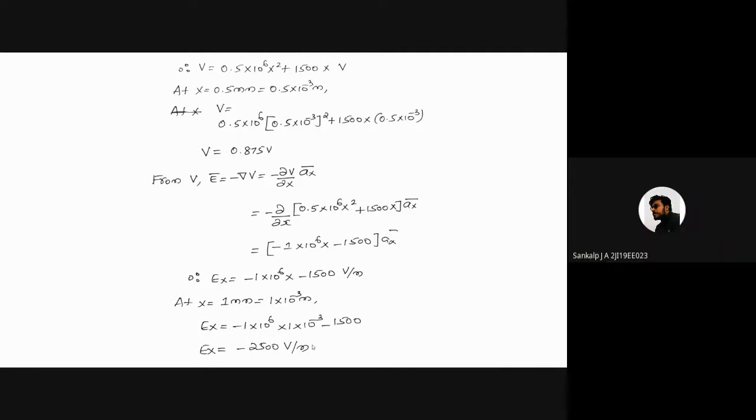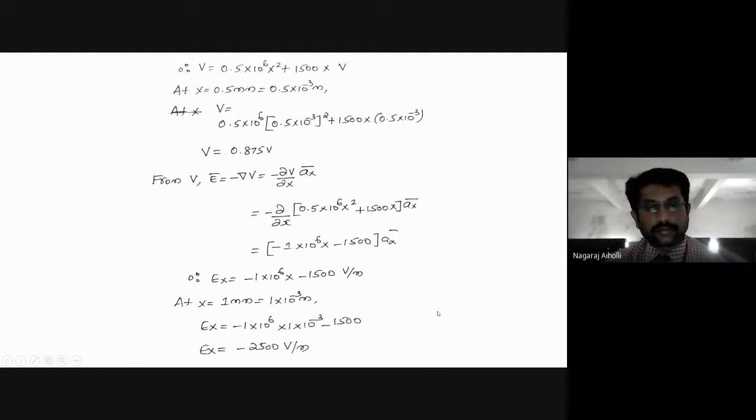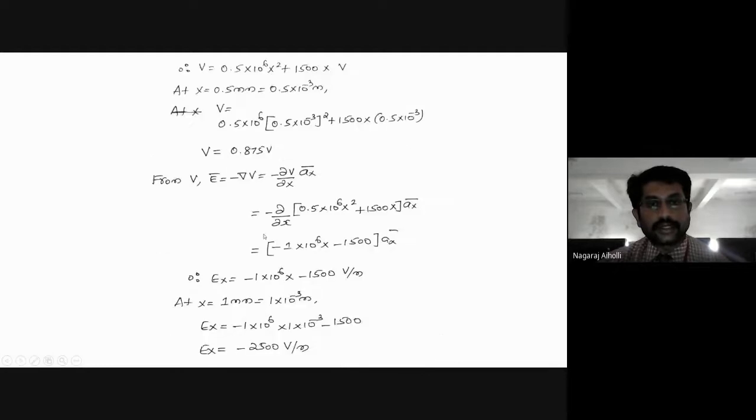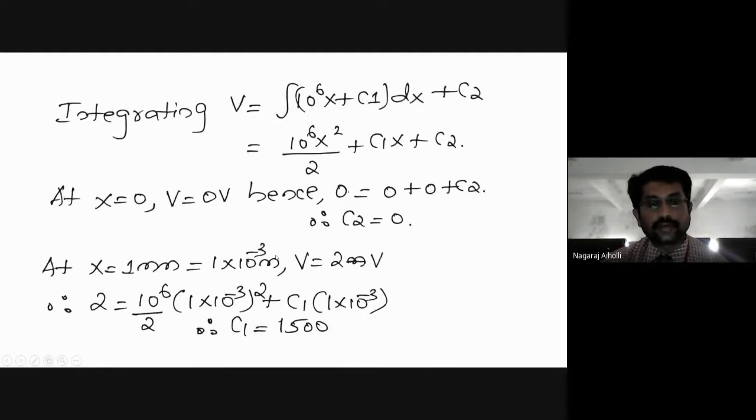Yes, sir. Got it, sir. Fine. Let us move on to the second example. Any difficulty in the first example? I hope everybody understood.